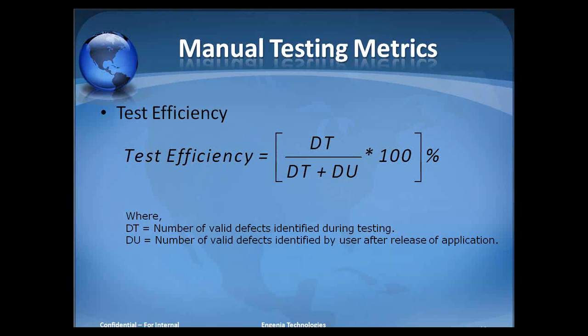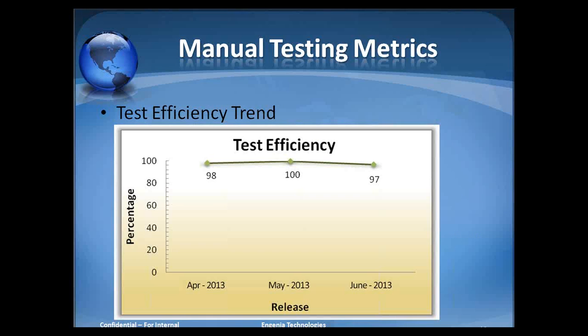And the test efficiency should be a very high figure. It should be somewhere more than 95%. In that case, it is good that the defect leakage is just around 5%. The less the leakage, the better. The greater the test efficiency, the better.